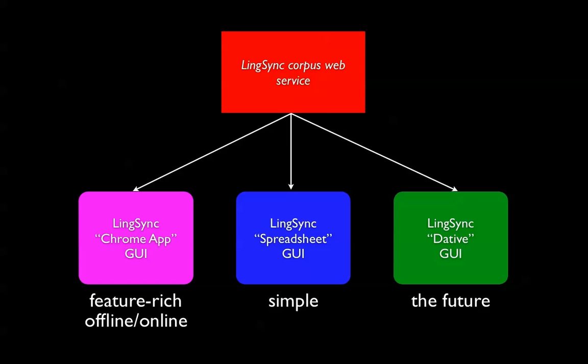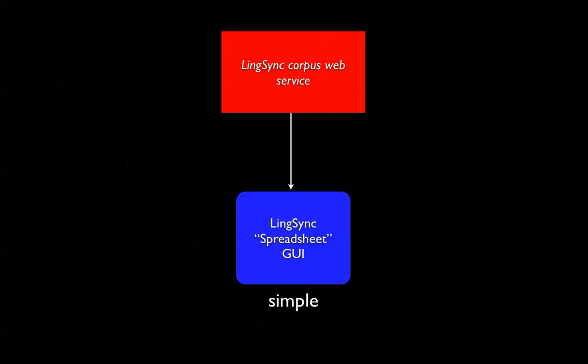It is important to realize, though, that you can use either the spreadsheet or Chrome app interfaces to work with the same data. The Dative GUI is what I'm currently working on. The plan is to have Dative as a viable alternative to spreadsheet in the near future. It will consolidate the best properties of the Chrome app, spreadsheet, and the OLD into one interface. More on that later. For now, we'll focus on the spreadsheet GUI.